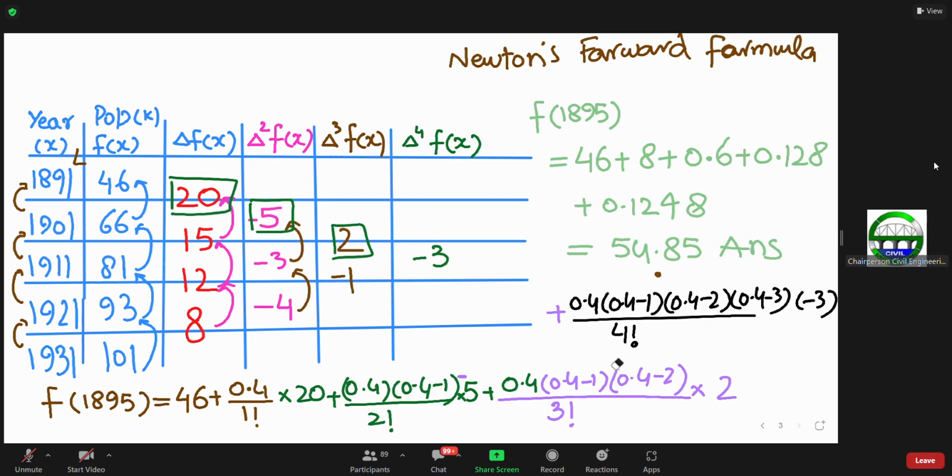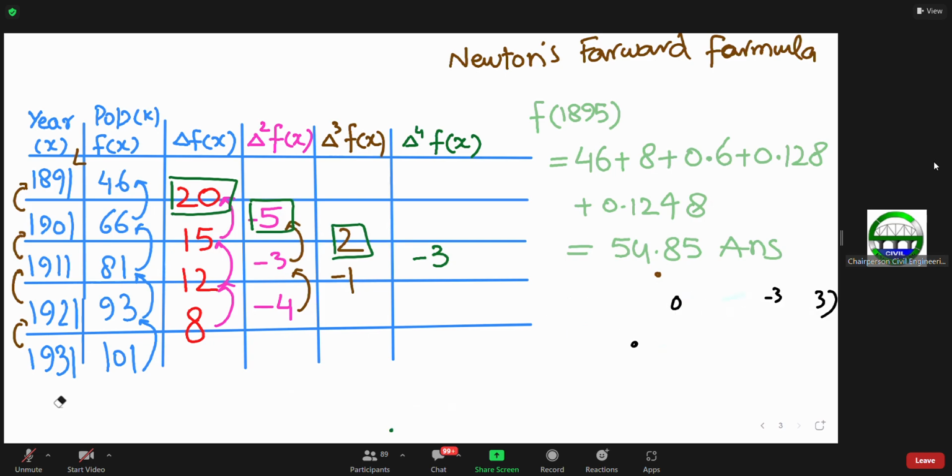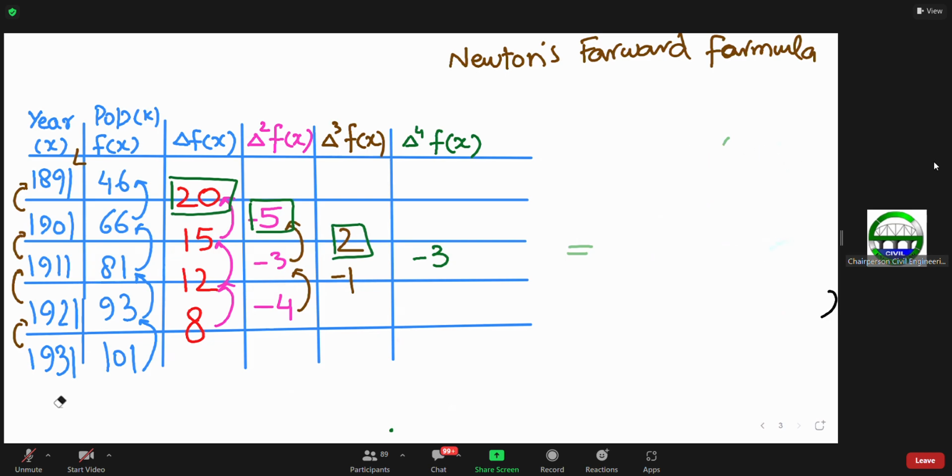solve the same question again, but the different one, because we also need to find the value at 1925. I guess, let me see. Yes, we have to find the value at 1925 as well. Okay, so now it is not forward, it will be a backward.